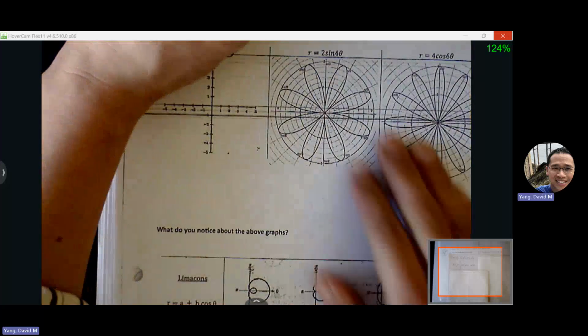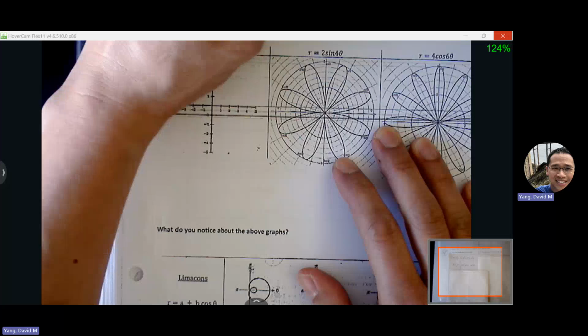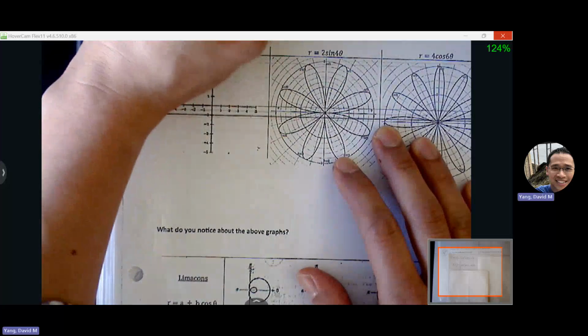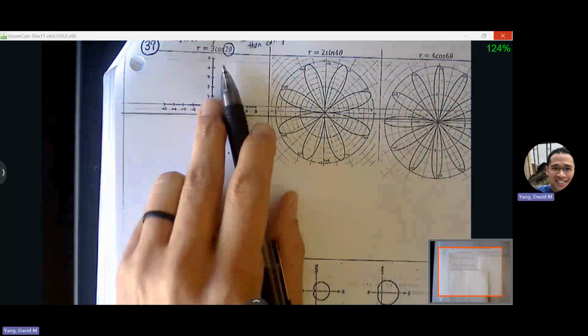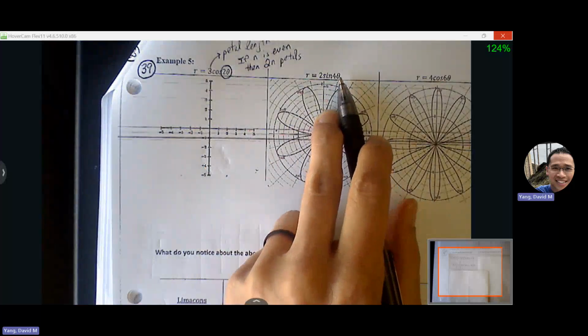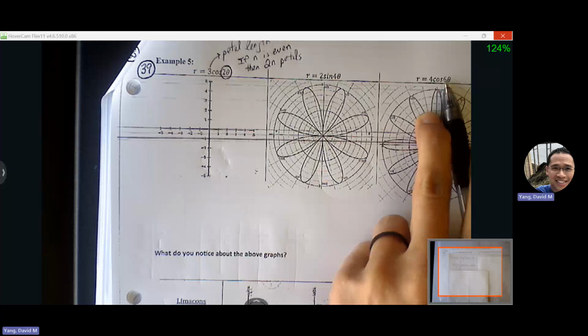So if n is even, which is the coefficient in front of theta, then we're going to have 2n petals. So if this is 2 theta, we're going to have 4 petals. If this is 4 theta, we're going to have 8 petals. If it's 6 theta, we're going to have 12 petals.